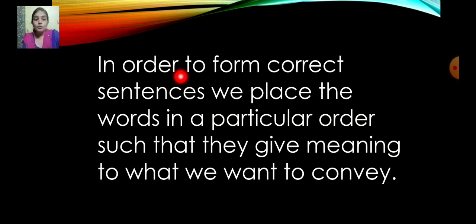So in order to form correct sentences, we place the words in a particular order such that they give meaning to what we want to convey. Understood? So when we are writing, speaking or reading, we place the words in a correct order, so that it gives the correct meaning and we can convey what we want to say.